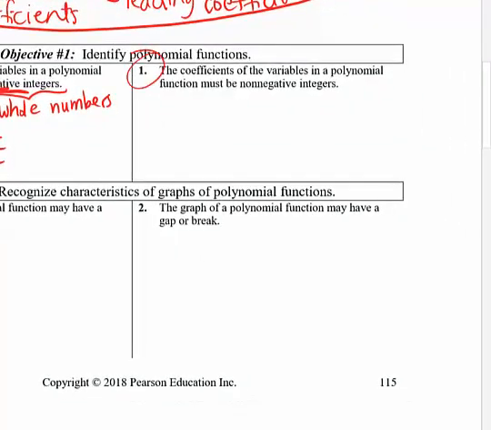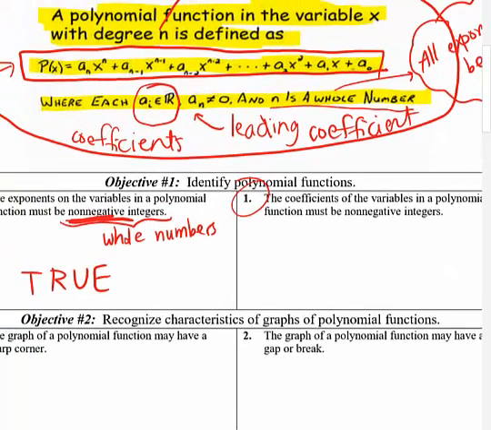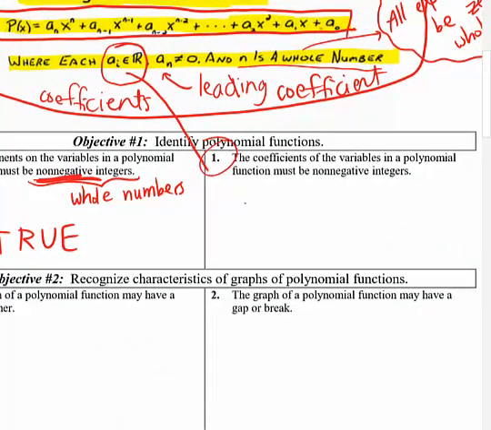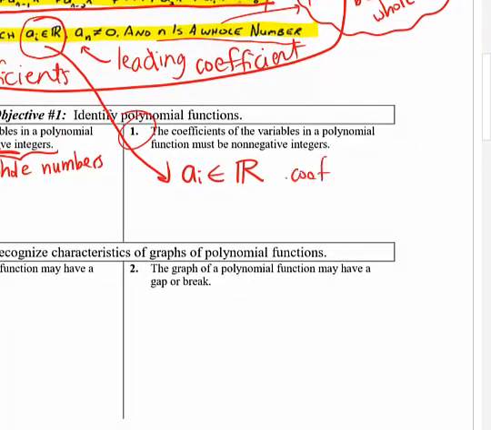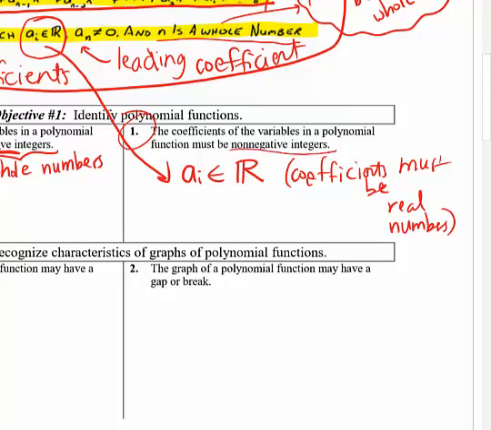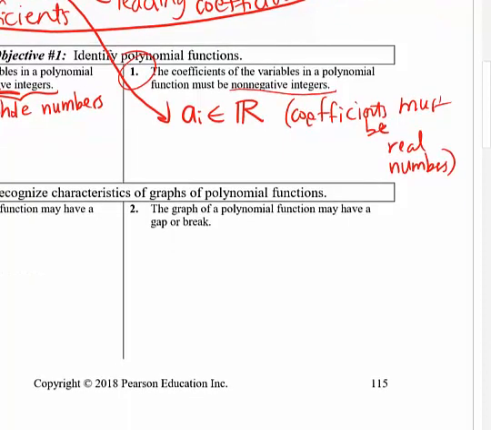The second one says the coefficients of the variables in a polynomial function must be non-negative integers. Notice the definition didn't say anything about that. What it did say is that these coefficients, which they're calling a sub i, must be real numbers. They didn't say they have to be non-negative integers. Real numbers is almost as broad as it gets: everything except imaginary. So this would be false, because they're not that strict about coefficients.